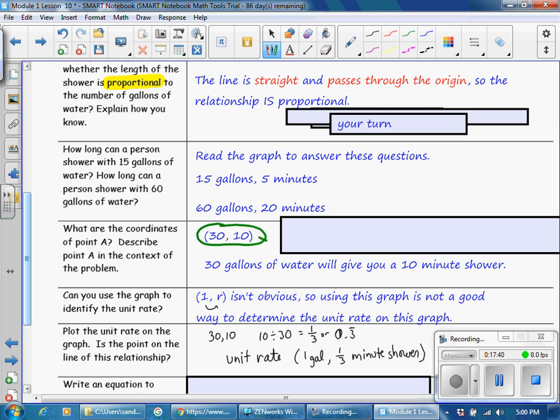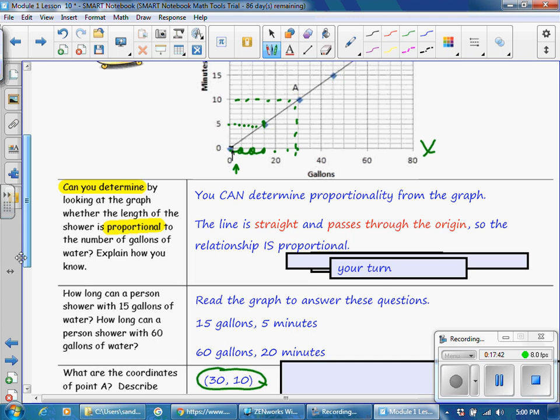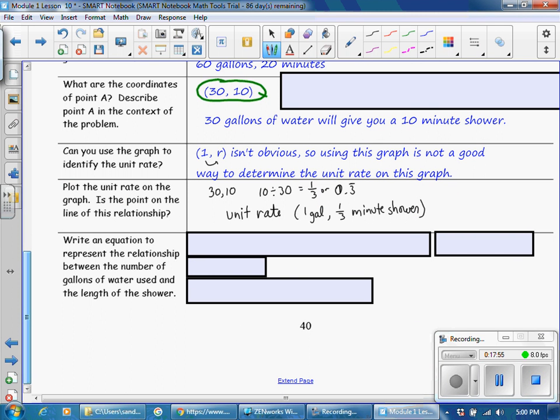And let's graph that point. So we have 1 and then 1/3. And yes, it's on there. So this is 4, 3, 2, 1. And then 1/3 is about there. All right, so is the point on the line of the relationship? And the answer is yes. So the unit rate is a point on the line. It is a point on the line. The unit rate will always be a point on the line if it is a proportional relationship.